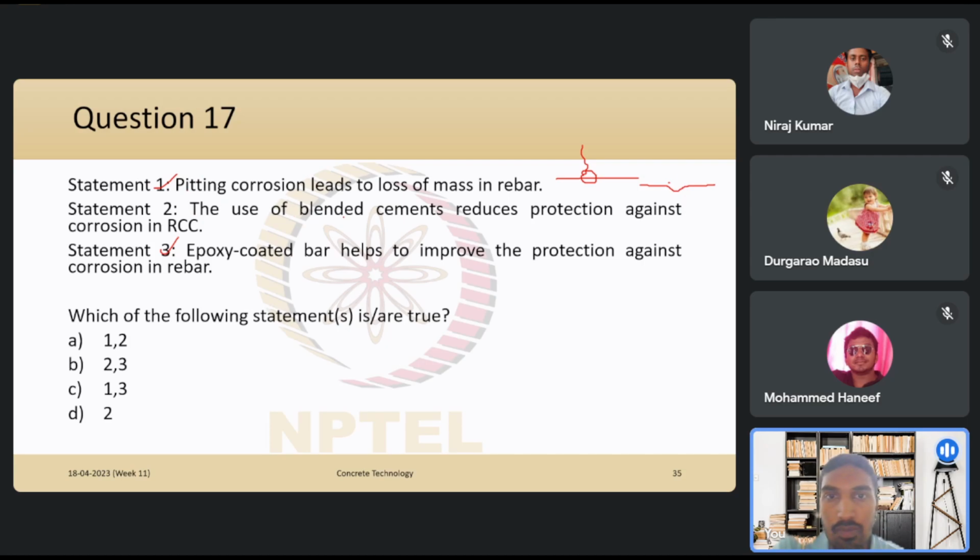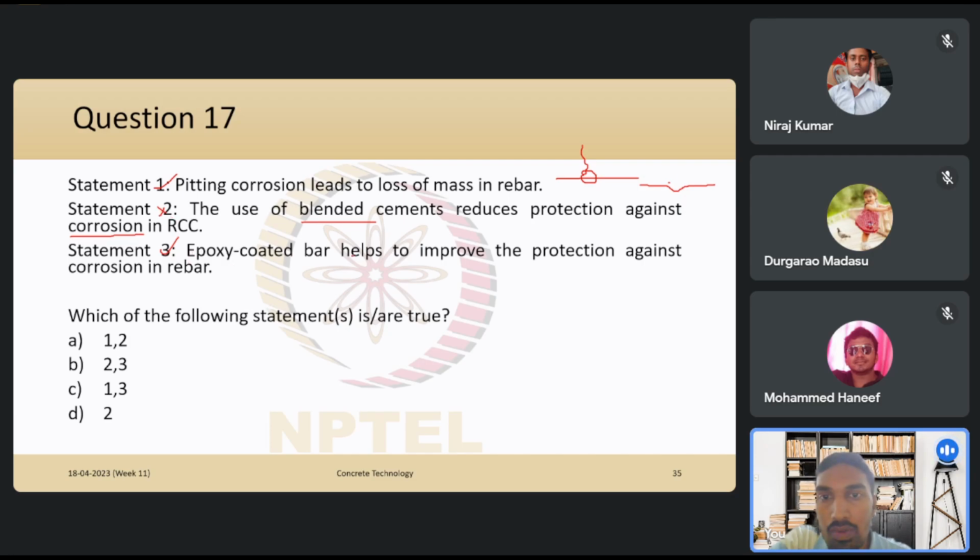Statement 2 says that the use of blended cement reduces protection against corrosion in RCC. So this is incorrect. Why? Because blended cement actually improves your protection against corrosion. We already saw this: one of the strategies that we could adopt to protect or to delay corrosion was to use blended cement. Why? Because blended cement offers better protection against intrusion, as the porosity is reduced, and therefore it will offer greater protection and not reduced protection, right? So the given statement is opposite to what actually happens when we use blended cement. Therefore 2 is incorrect.